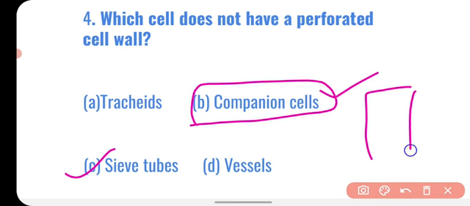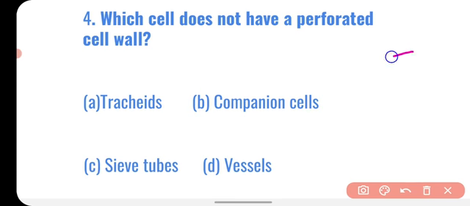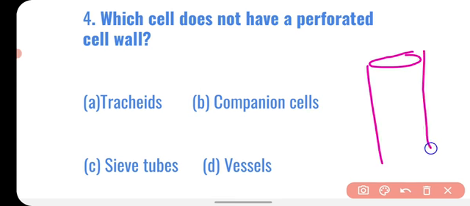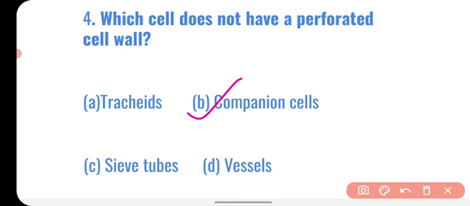Sieve tube, you know that in the sieve tube the upper and lower cell wall has the perforations, has openings. Vessels also contain the holes and openings in their wall. So only the companion cells here do not have a perforated cell wall. So the correct option is option B.